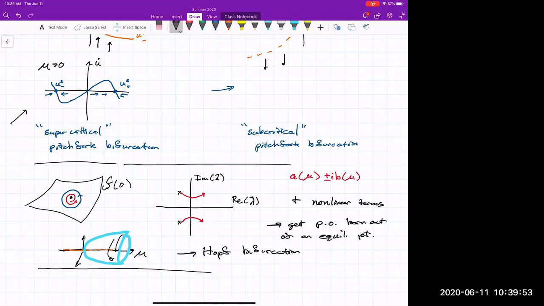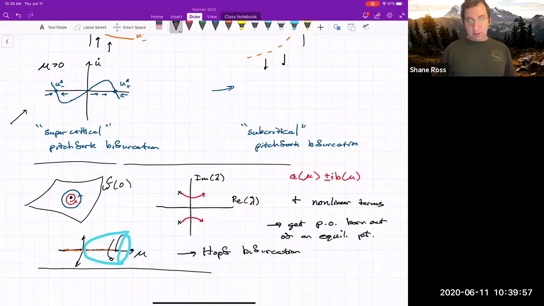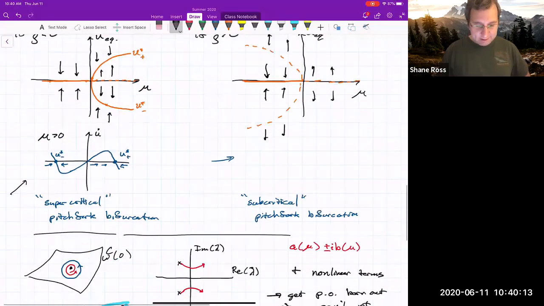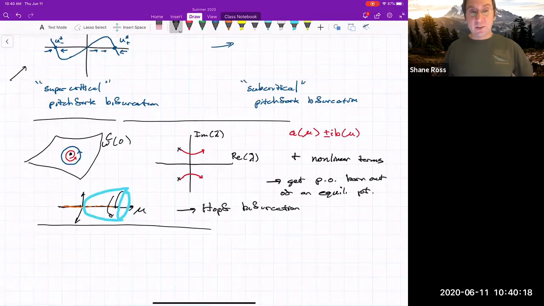Does the periodic orbit exist concurrently with the equilibrium point? Yeah, the equilibrium point's still there, and it has to be an unstable one. Otherwise, if both were stable, the vector field wouldn't be continuous. So what I sketched here would be the supercritical Hopf bifurcation, because you could also have the case of an unstable equilibrium point.